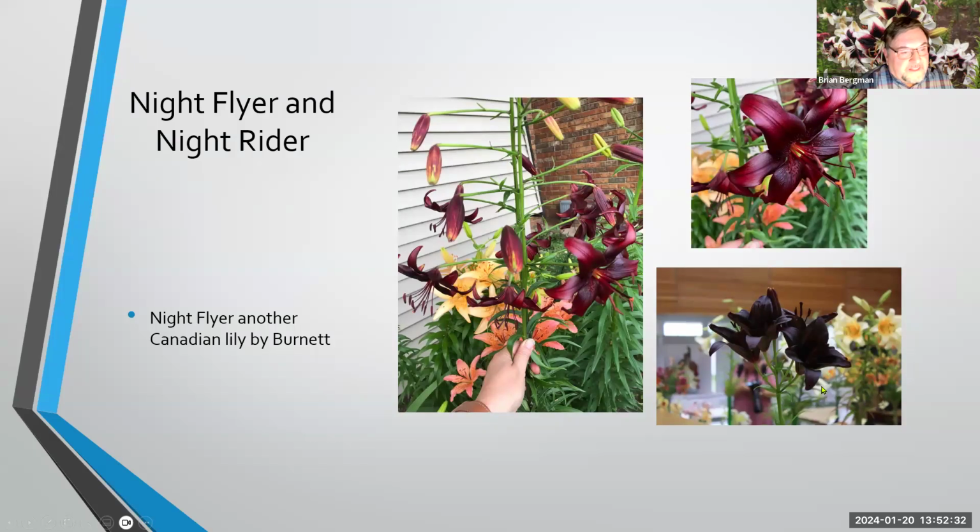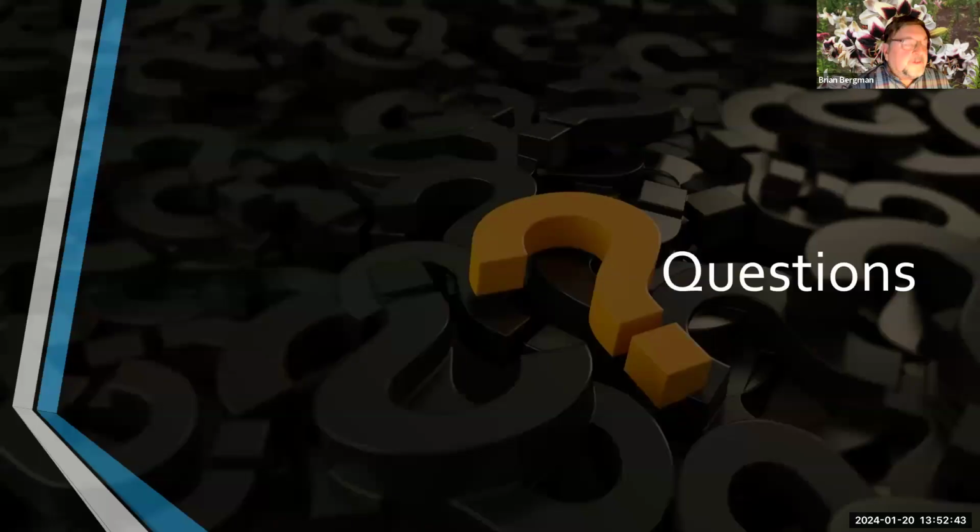And if you look at the color of the buds and the shape of the flower and the form and the inflorescence, you know they are two different lilies. Okay, let's go on. Next, we'll go on from there.